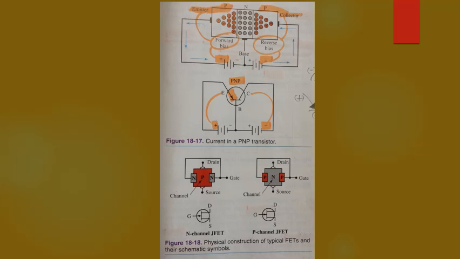A PNP transistor has a P-type material for the emitter and an N-type material for the base, and a P-type material for the collector. See figure 18-17. The power supply or battery must be connected in the opposite way as an NPN transistor. Like the NPN transistor, the emitter to base circuit has forward bias, and the collector to base circuit has reverse bias. In a PNP transistor, most carriers in the emitter to collector are holes.